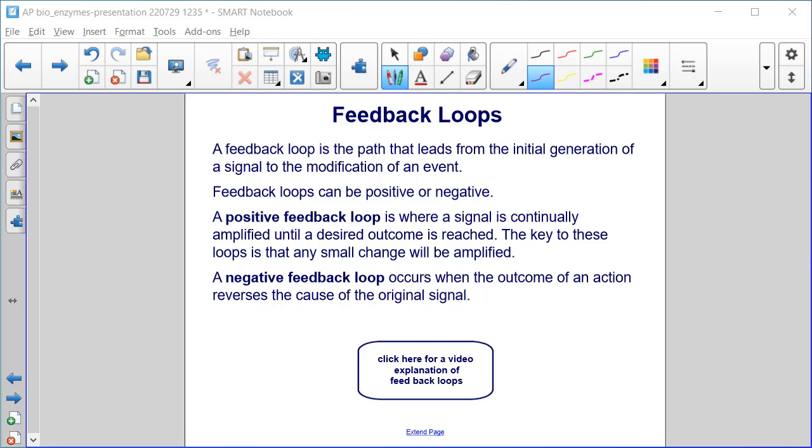Feedback loops. A feedback loop is the path that leads from the initial generation of a signal to the modification of an event. Feedback loops can be positive or negative. A positive feedback loop is where a signal is continually amplified until a desired outcome is reached. The key to these loops is that any small change will be amplified. A negative feedback loop occurs when the outcome of an action reverses the cause of the original signal.